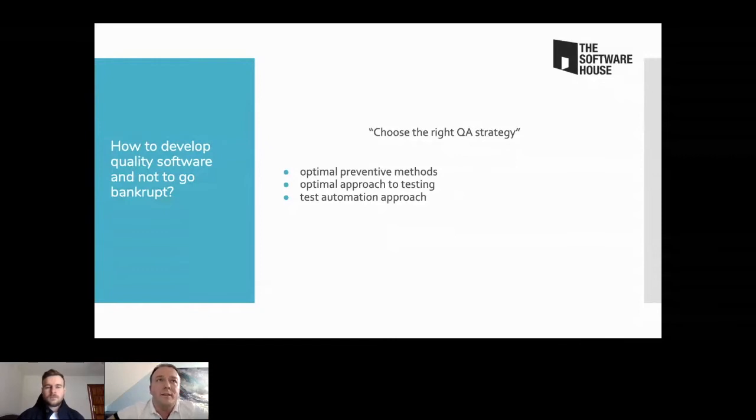The second one is to choose the right approach to testing. It's all about a good quality control strategy when we speak about the product itself, not only the process itself. Even before the start of the project, decide on the appropriate level of tests, the quantity and the approach. The last one I would like to share is the test automation approach. Invest in it, but remember about return on investment. Don't try to automate everything.